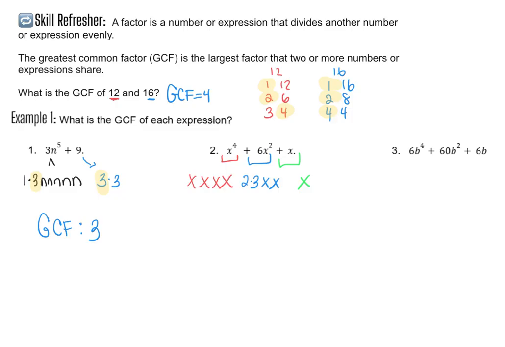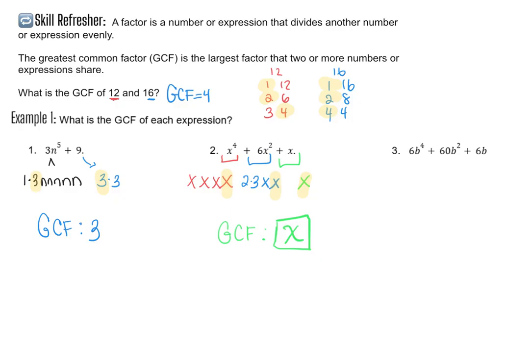So I want to see how many x's are common. Well, at most, I have 1 x common. So my GCF is only the number 1, that's invisible, and x. So I could just write this as the variable x. No need to include the invisible 1 in the front.